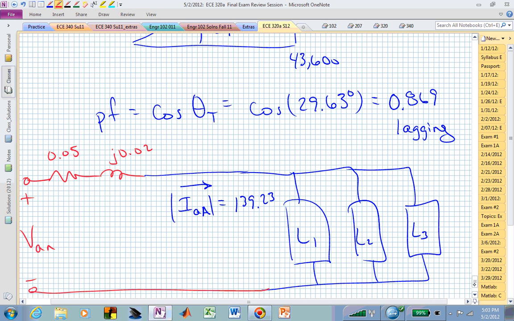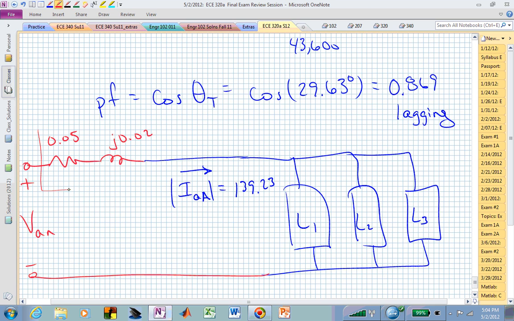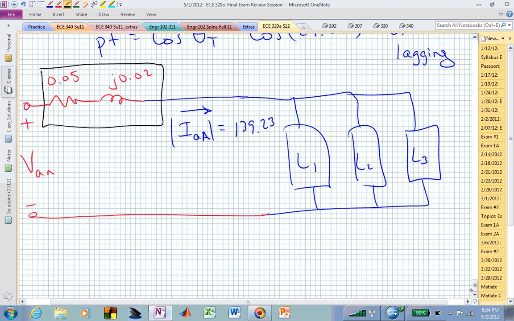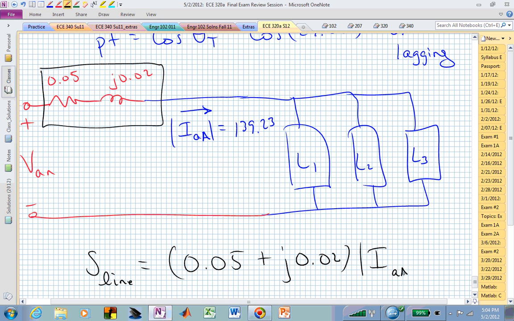How would I find the power of that? And now it's complex, isn't it? Assuming that line current, what would be maybe the most direct way to find it? Well, I would probably just take this impedance times the current squared, right? So it's I squared R in a sense. It's the generalization of I squared R. You now have 0.05 plus J 0.02, and that's times I sub AA squared.